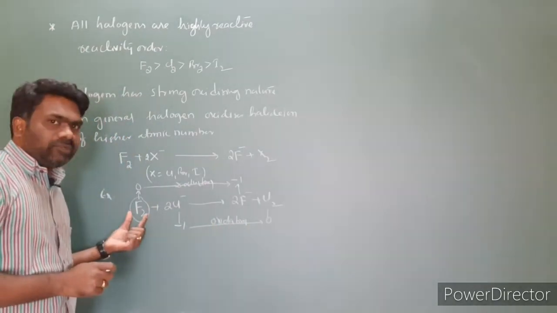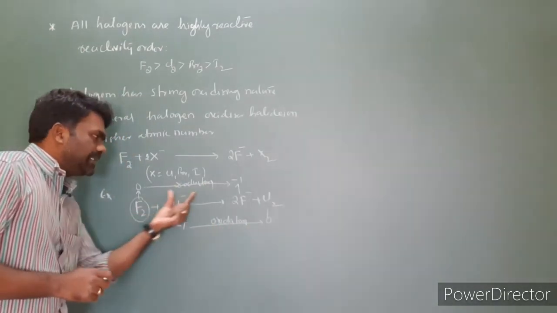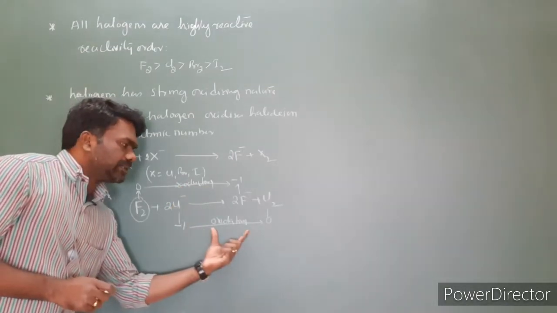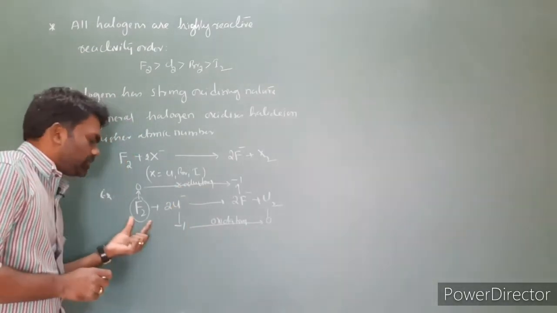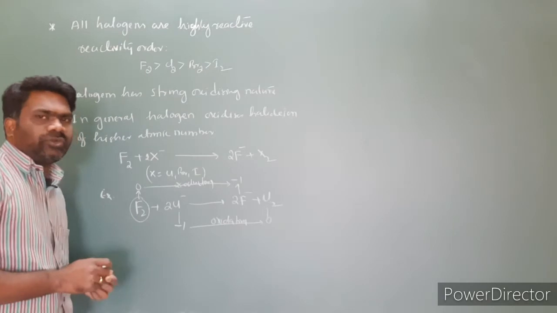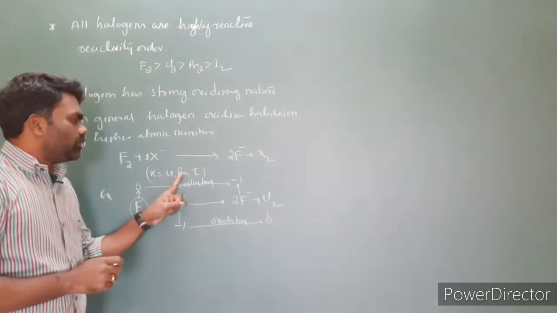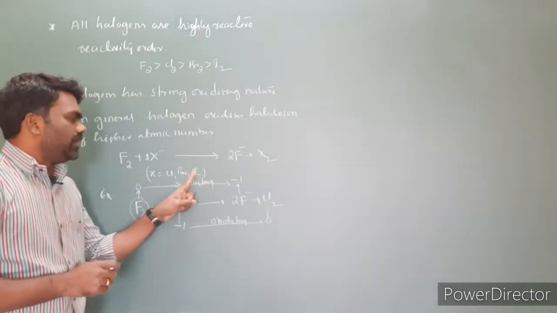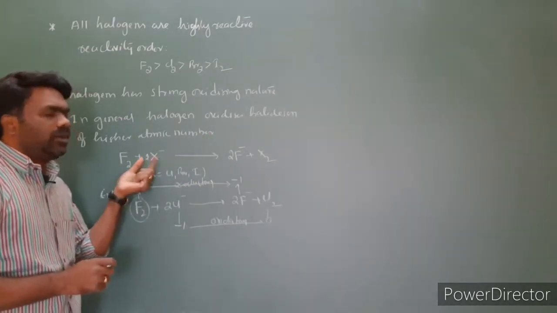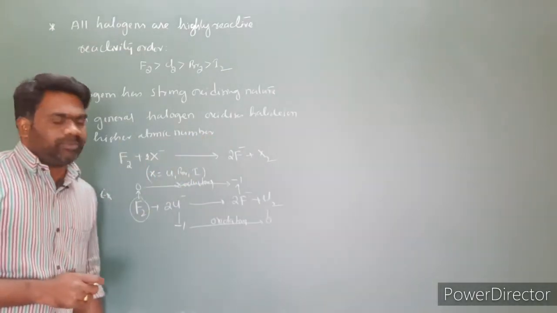The substance that itself undergoes reduction and makes another substance oxidize is called an oxidizing agent. Here fluorine is the strongest oxidizing agent. It can even oxidize chloride, bromide and iodide ions, so Cl-, Br-, I-. So it can oxidize halides of higher atomic number.